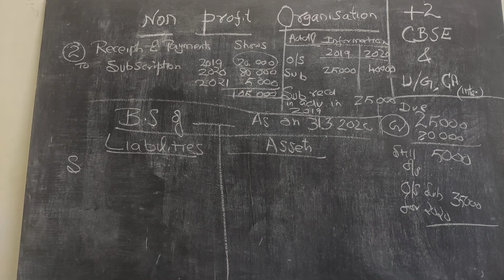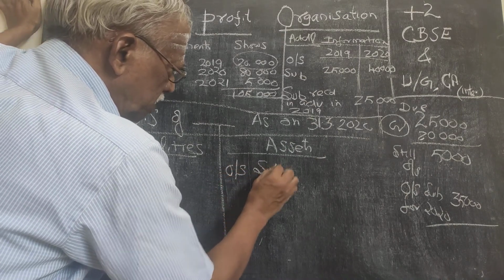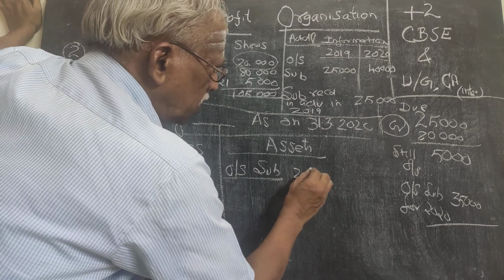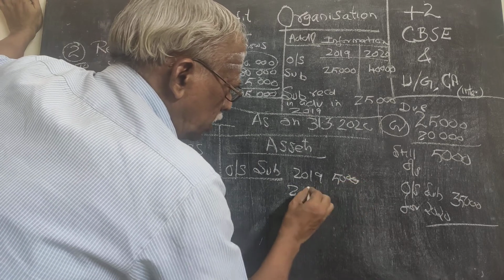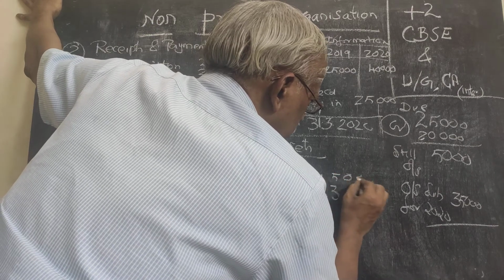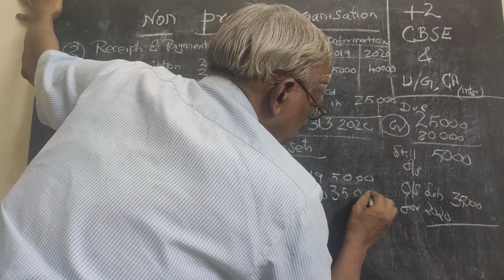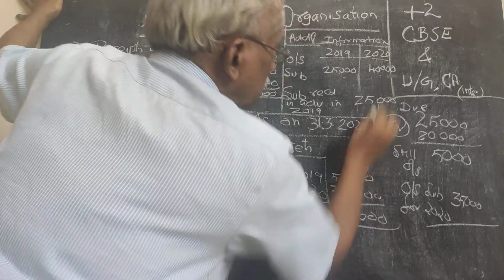Now the balance sheet of the organization as on 31st March 2020. The liabilities and assets. The subscription outstanding as on 31st March 2020. Outstanding subscription for 2019, 5,000, and 2020, 35,000. So the total 40,000 is shown here.